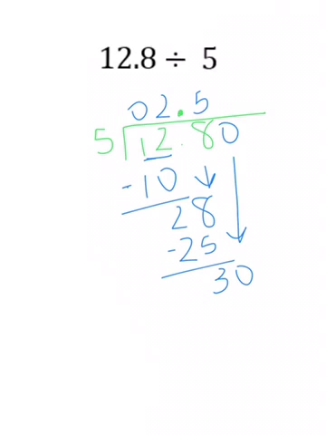Now I can do 30 divided by 5, which is 6. And 6 times 5 is exactly 30. Now I have nothing left over. That's when I know I'm done, so my final answer is 2.56.